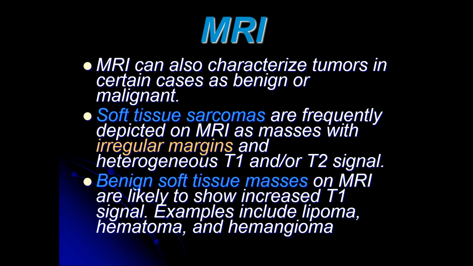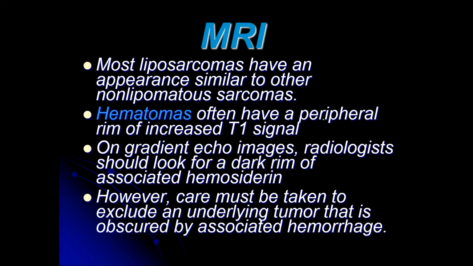Soft tissue sarcomas are frequently depicted on MRI as masses with irregular margins and heterogeneous T1 and/or T2 signal. Benign soft tissue tumors or masses on MRI are likely to show increased T1 signal. Examples include lipoma, hematoma, and hemangioma. Most liposarcomas have an appearance similar to other non-lipomatous sarcomas. Hematomas often have a peripheral rim of increased T1 signal. On gradient echo images, radiologists should look for a dark rim of associated hemosiderin. However, care must be taken to exclude an underlying tumor that is obscured by it.